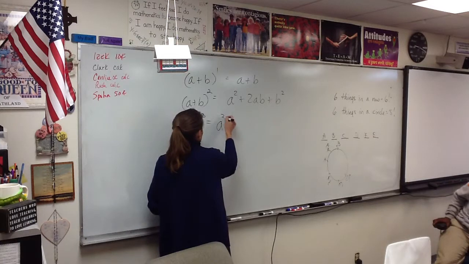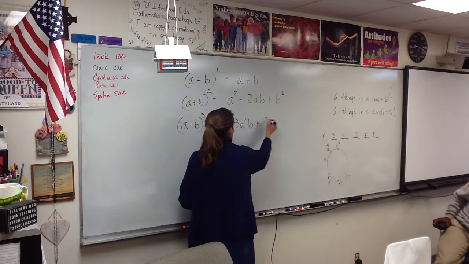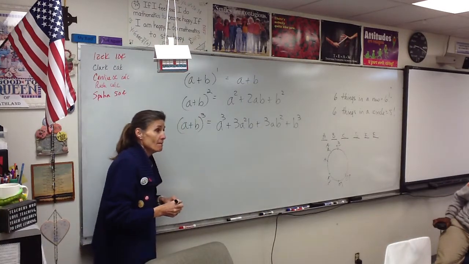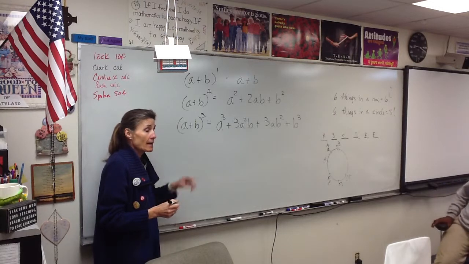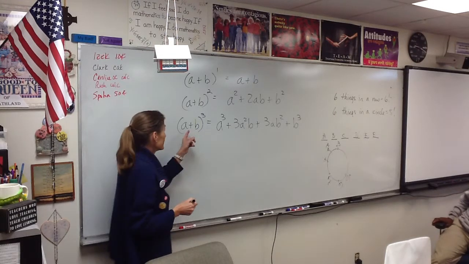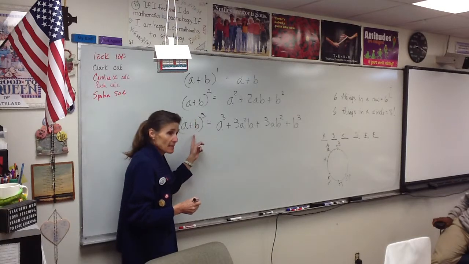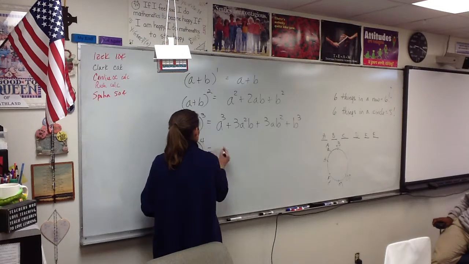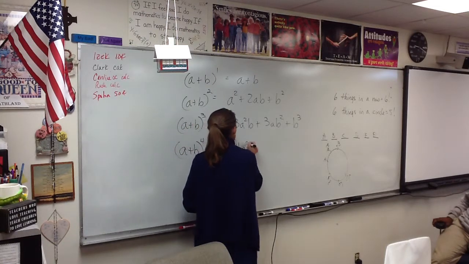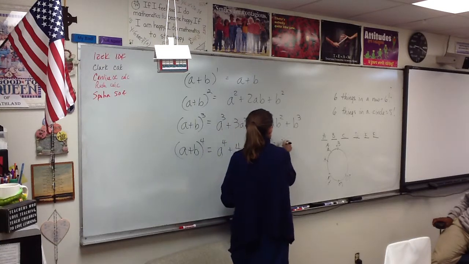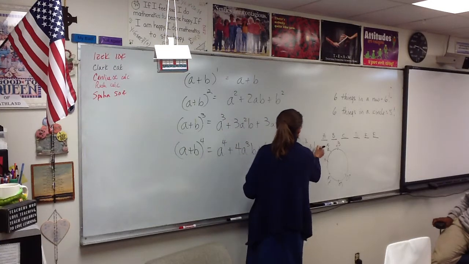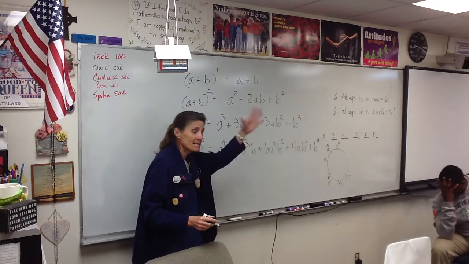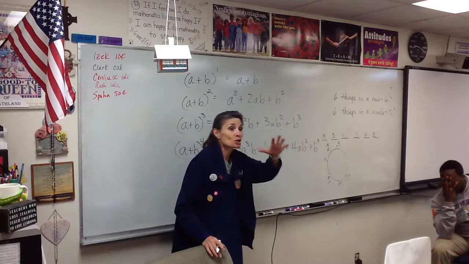Well, I know that's a cubed plus 3a squared b plus 3ab squared plus b cubed. You know that. I got that by foiling a plus b times a plus b times a plus b. A plus b to the fourth, oh my God: a to the fourth plus 4a cubed b plus 6a squared b squared plus 4ab cubed plus b to the fourth. Okay, all right.